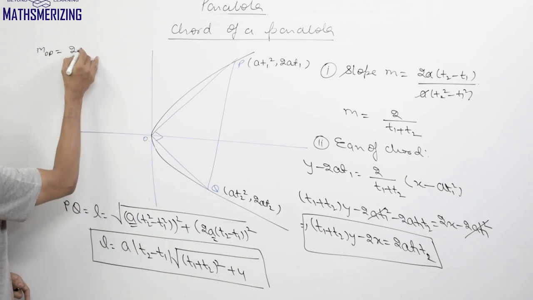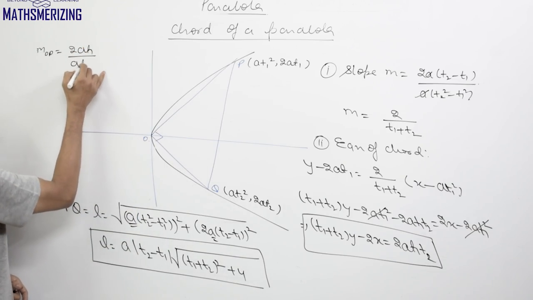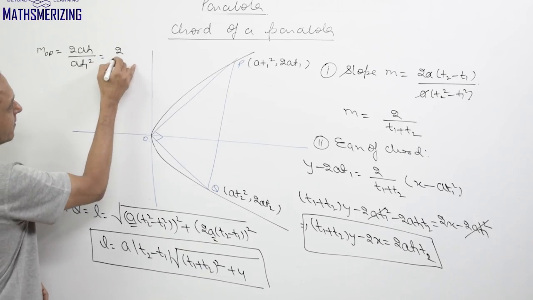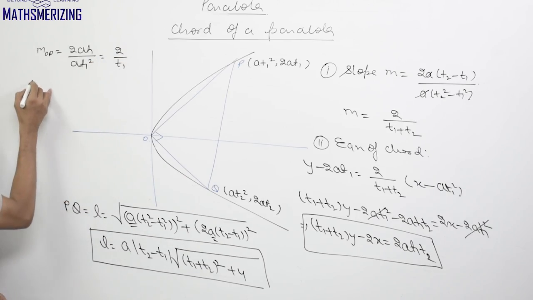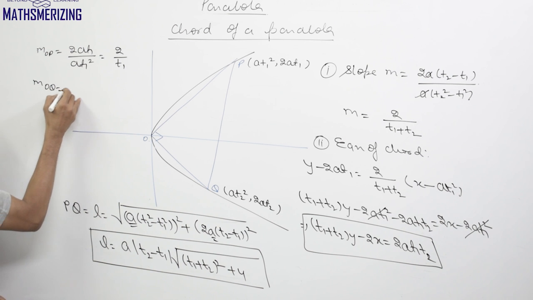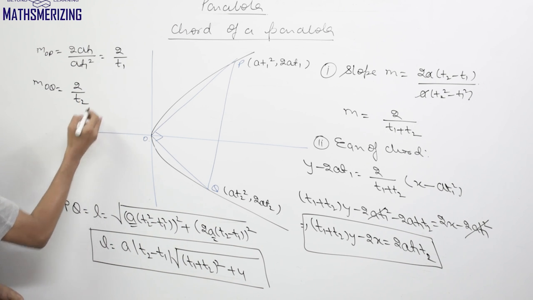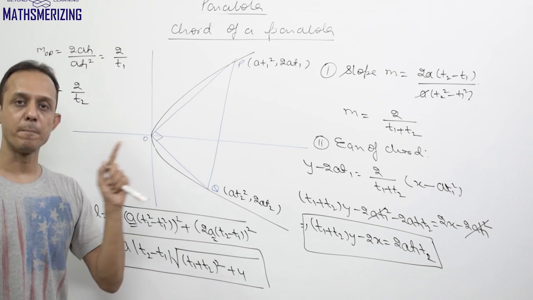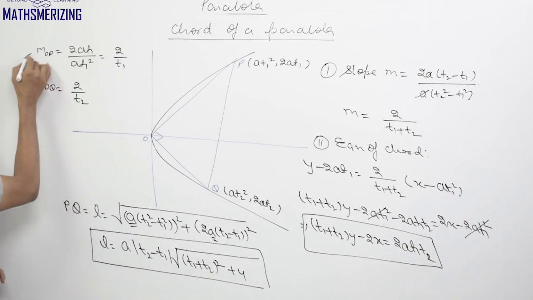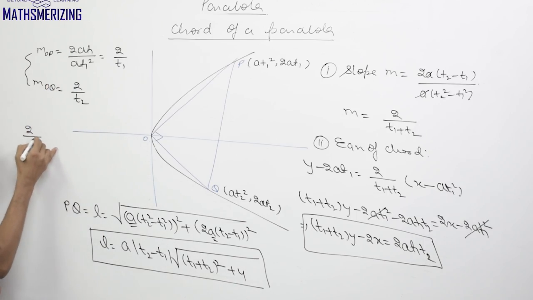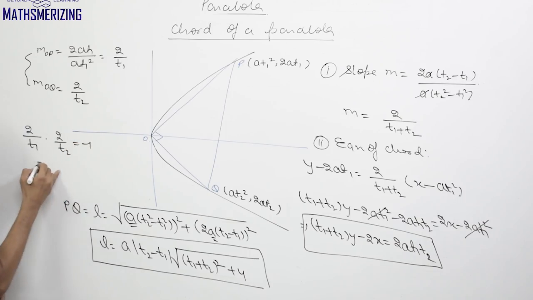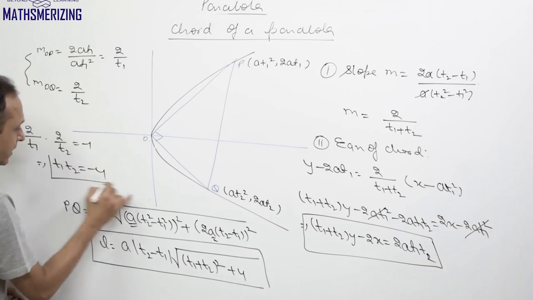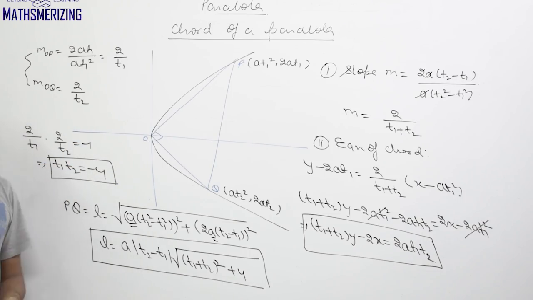So it will be 2at1 upon at1 square. So I'll get 2 upon t1. What is the slope of OQ? So it will be 2 upon t2. Now since OP and OQ are perpendicular to each other, we know that product of slopes should be minus 1. So we get 2 upon t1 into 2 upon t2 should be minus 1. So from here we'll get the condition as t1 into t2 should be minus 4.